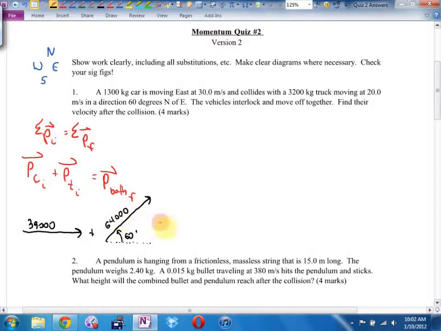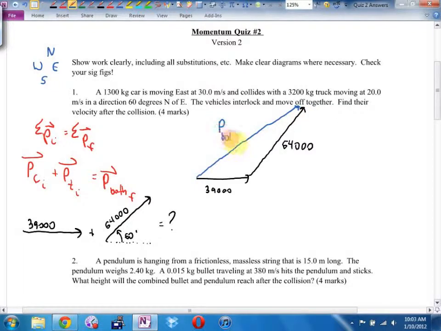That equals the final momentum. I'm not sure what that's going to look like. Connor, how do I add two vectors together? Tip to tail. Okay, so we're going to get this. 39,000. 64,000. I think the resultant is that boy right there. I think this is going to be the momentum of both final.